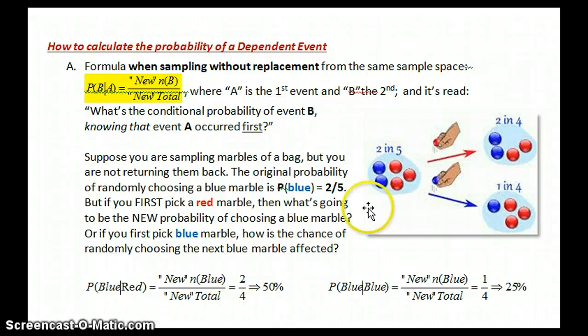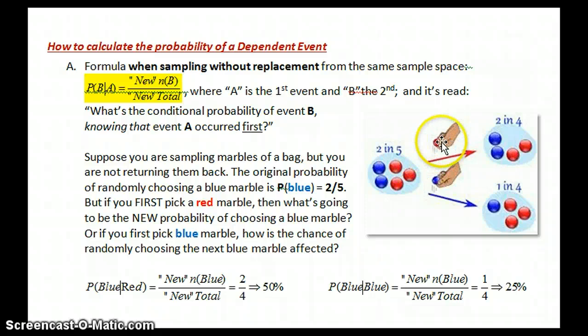Let's suppose we have a bag, and the bag contains 2 blue marbles and 3 red marbles. The original probability of choosing one blue marble out of this bag would be 2 out of 5, because there are simply 2 blue marbles and 5 marbles in total. Let's suppose that before picking one of these blue marbles, somebody picked a red marble. So this is the first event. Somebody picked a red marble.